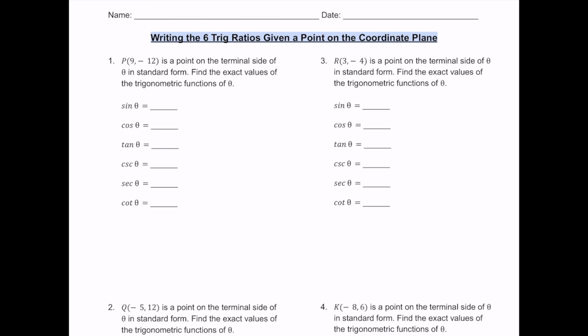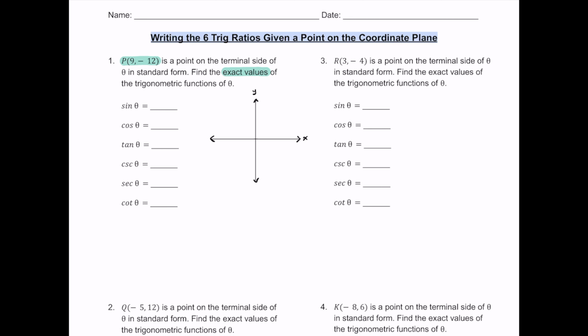In this video, let's practice writing 6 trig ratios given a point on the coordinate plane. Alright, in this first example, we have this point P, and it's located at (9, -12), and it's on the terminal side of theta in standard form. Find the exact values, which means we're going to be using radicals and ratios, and we're not going to use a calculator, of the trig functions of theta.